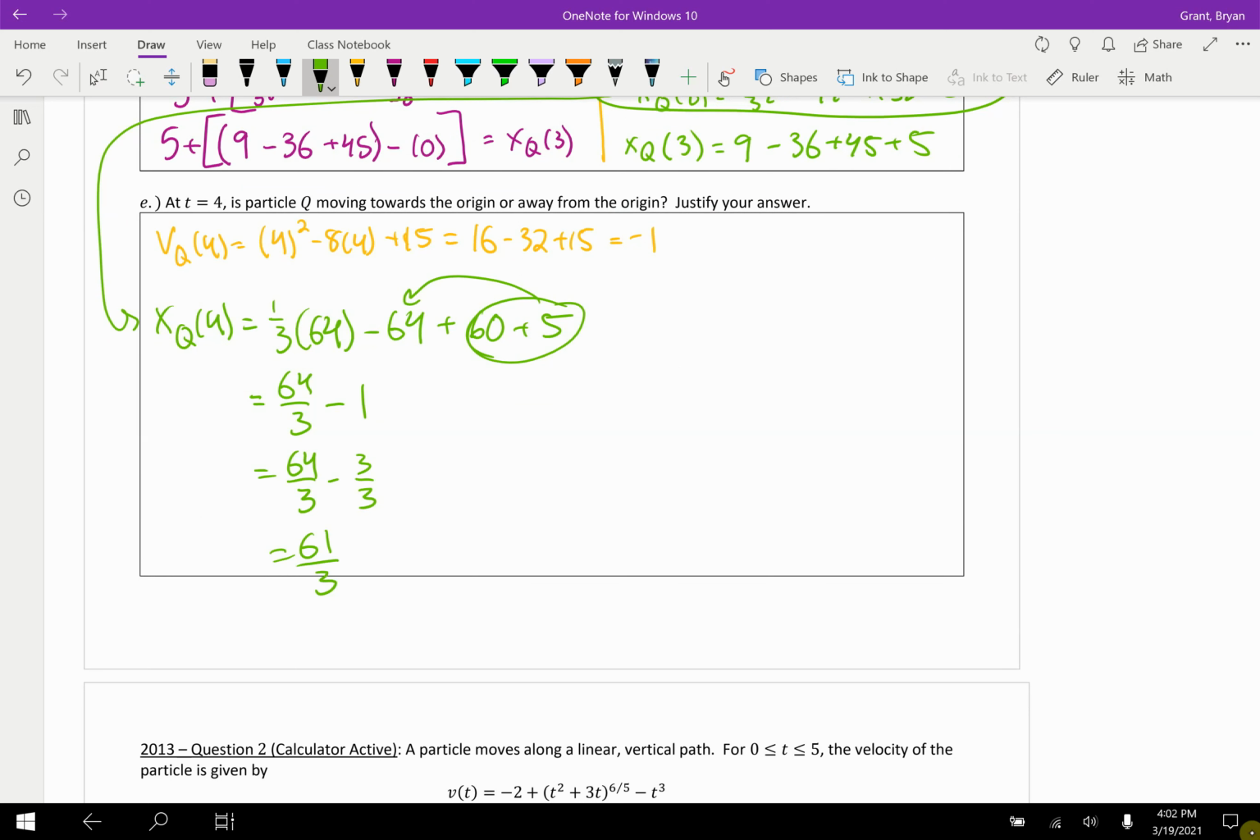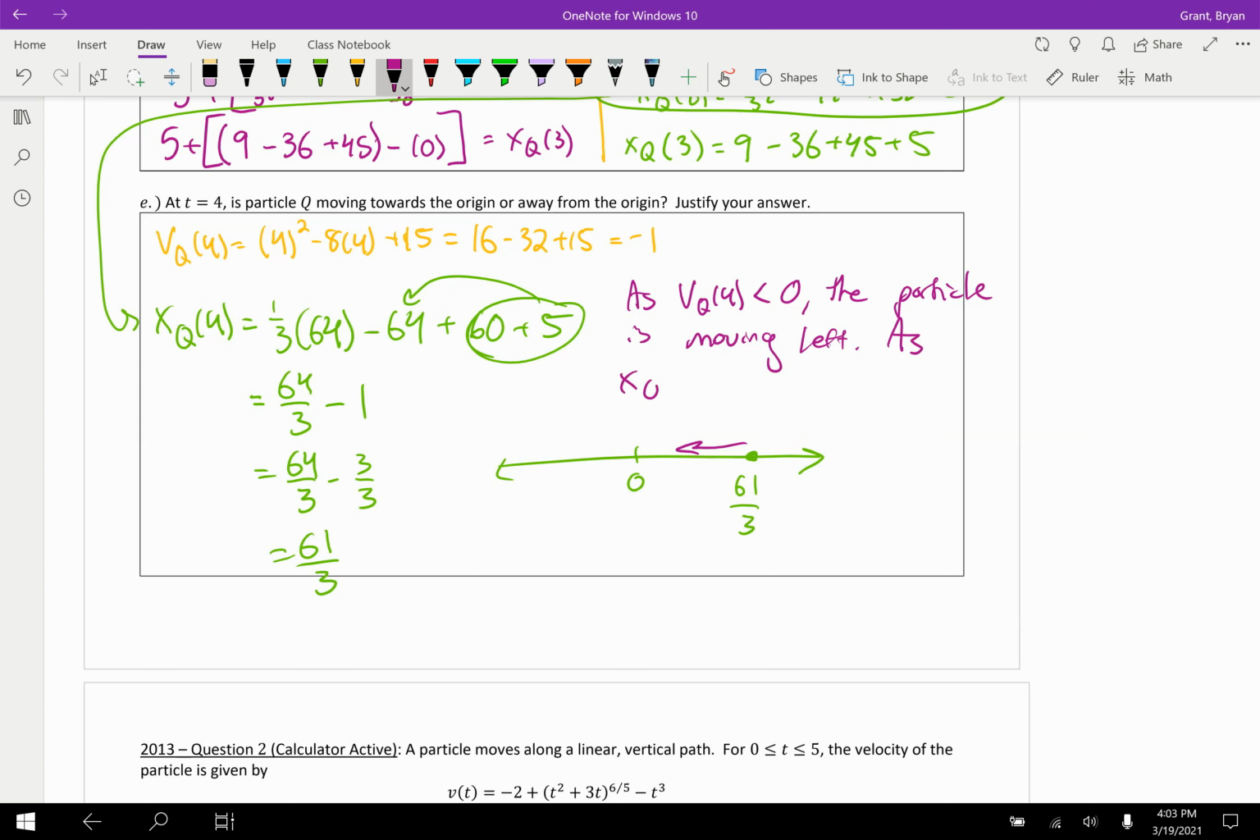That doesn't go in nicely, but what does it tell us? It tells us that at a time of 4, the particle is located at a positive position, or again, we picture that number line, here's 0. The particle is located over here at 61/3, positive, so it's to the right of the origin, but the particle is moving left, so we conclude with something like this. As v sub q of 4 is less than 0, the particle is moving left.